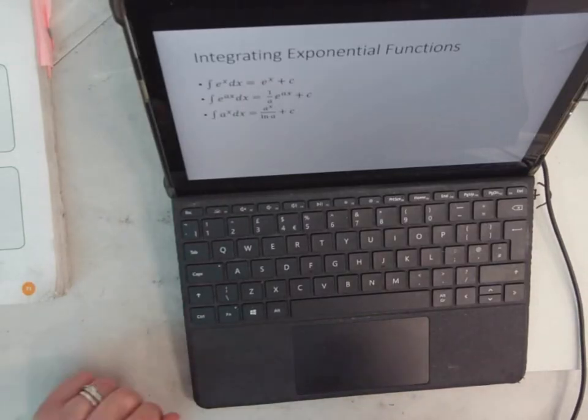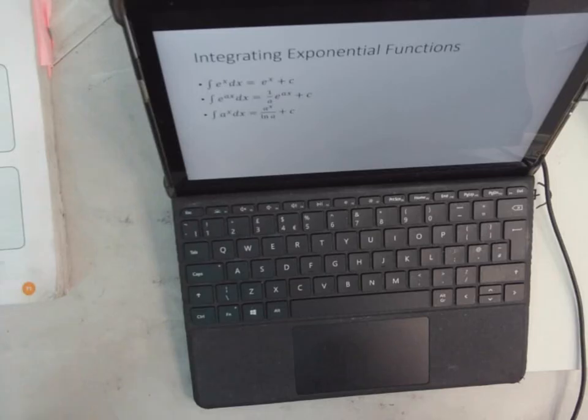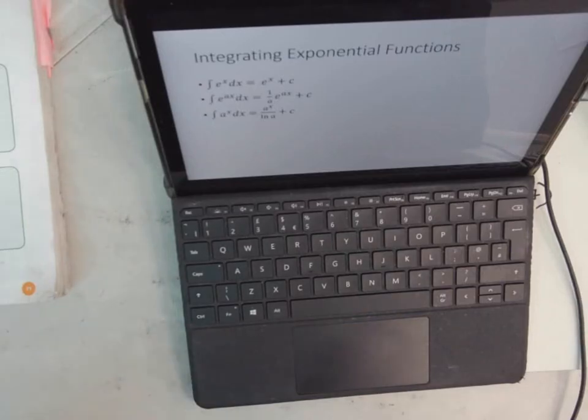Okay, so if you integrate e to the power of x by itself, just e to the power of x, you get e to the power of x. When we differentiated e to the power of x, we got e to the power of x. So it's the same forwards as backwards. Plus c. Don't forget the plus c.